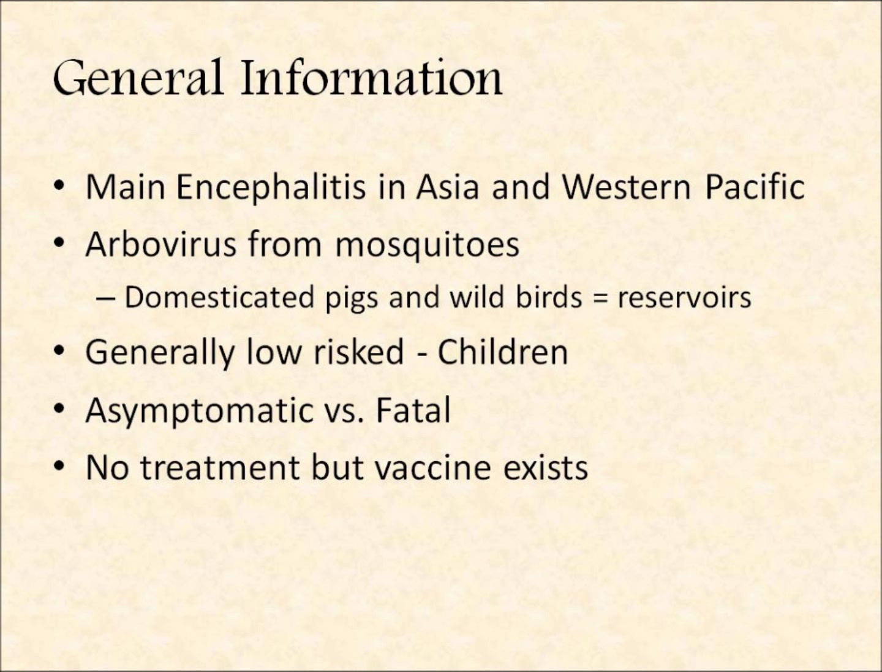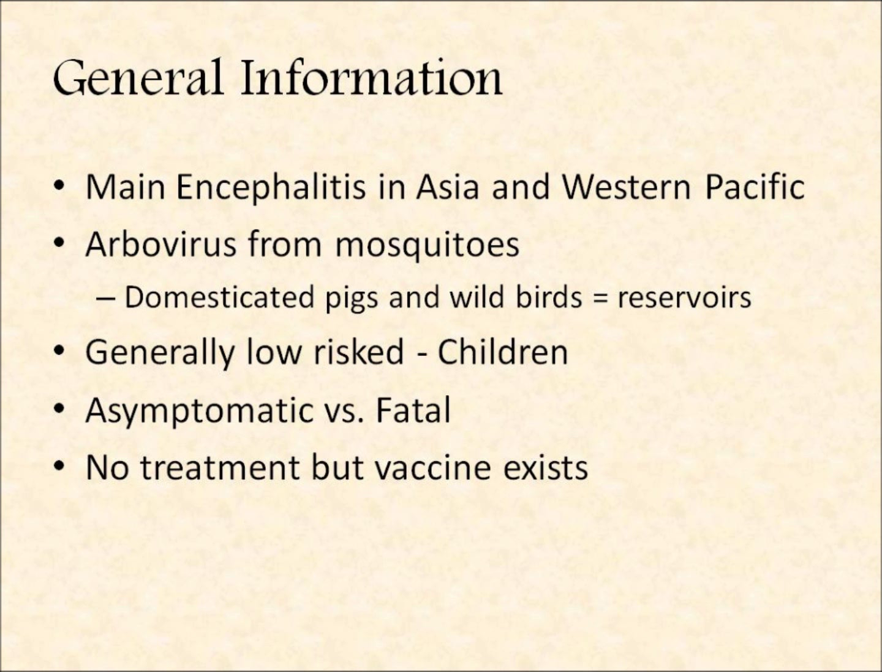Anyways, Japanese encephalitis is the main encephalitis in Asia and the Western Pacific. In case you didn't know, encephalitis is the inflammation of the brain. It is an arbovirus, meaning arthropod-borne virus, from mosquitoes, and the animal reservoirs are pigs and wild birds. The actual cause of the disease is a virus from the Flaviviridae family.